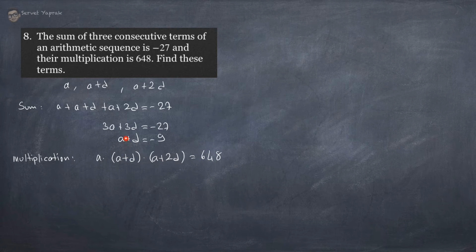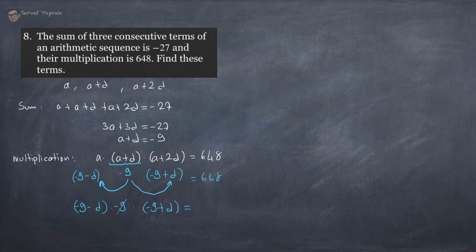Look in here, we already found that a plus d is negative 9. So we can say that a plus d is negative 9. If we substitute the negative 9 here, because this is an arithmetic sequence, if the middle term is a plus d, the previous term will be negative 9 minus d. So it will look like this. The previous term will be negative 9 minus the common difference, and the next term will be negative 9 plus the common difference. So the multiplication of these three terms is equal to 648.